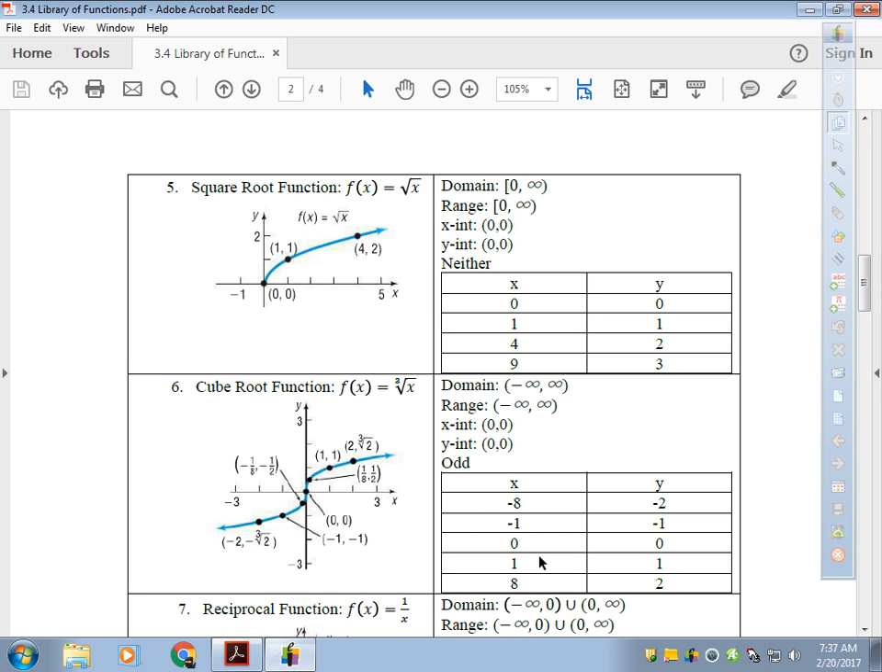This one also has a different table of values because for these x's, you want them to be perfect cubes, so that way you can take the cube root of them. So the cube root of negative 8 is negative 2. The cube root of negative 1 is negative 1. The cube root of 0 is 0. The cube root of 1 is 1. And the cube root of 8 is 2.